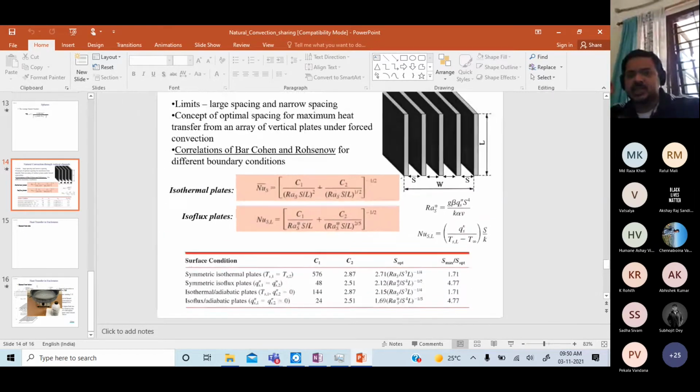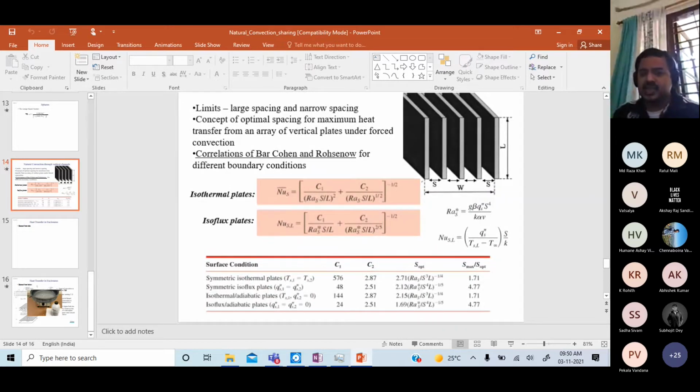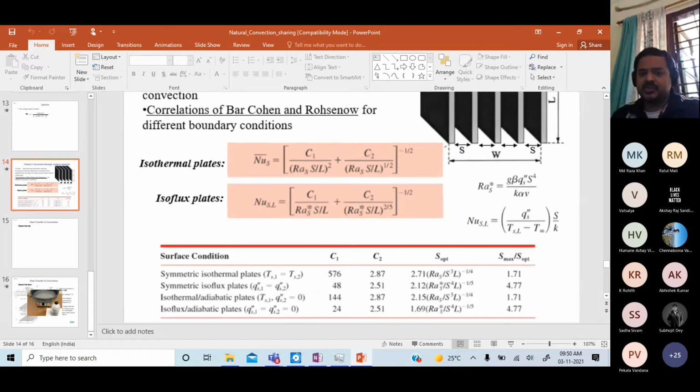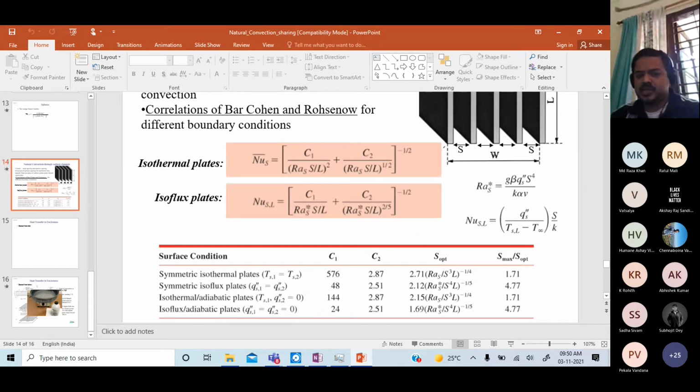Let me keep this up for some time, and you convince yourselves that you understand all of these. Now, what are C1 and C2? They are constant values, and these have to be determined from lookup tables. Bar-Cohen and Rosenau did a bunch of experiments to find these constants. For symmetric isothermal plates, where both plates are at the same temperature, C1 and C2 are 576 and 2.87 respectively. For symmetric isoflux plates, with the same heat flux from both plates, these are the values. When one is isothermal and the other is adiabatic, these are the values. And the last one is when both are adiabatic, insulated plates, but at some temperature. Okay, clear? All right.